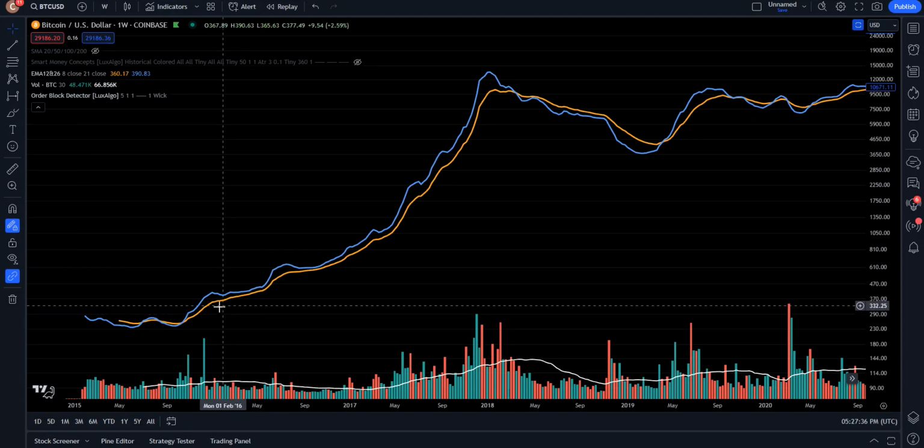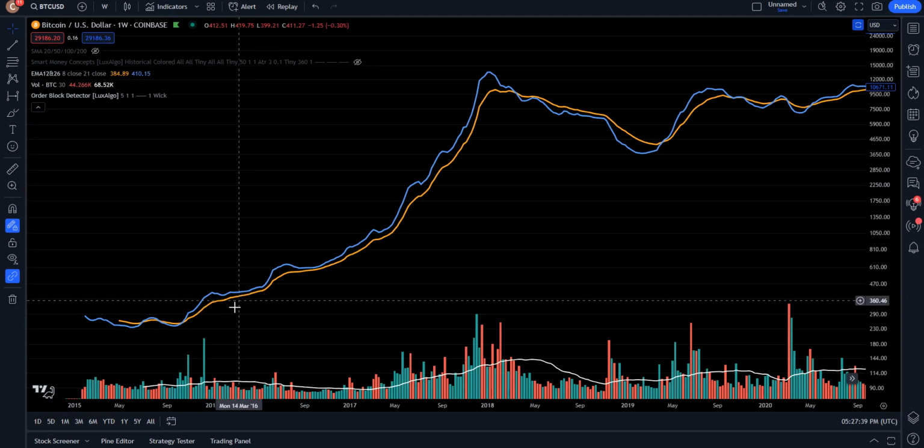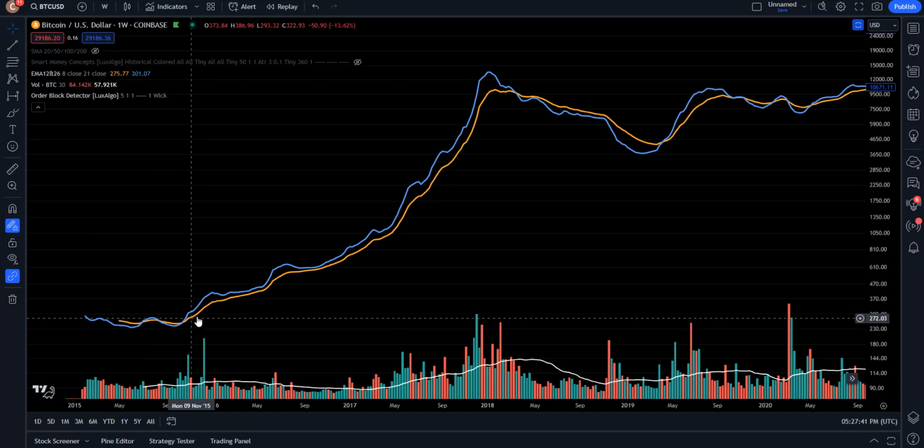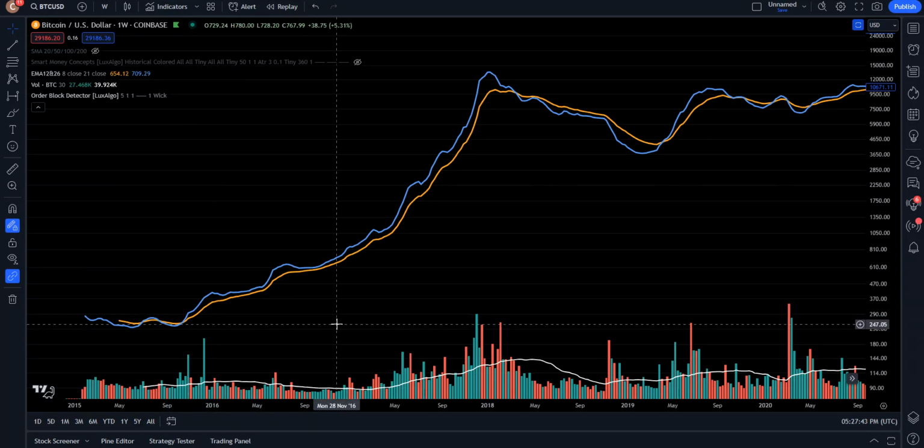So once we start to see this, guys, the 8 trading up above the 21, if you have gotten your entry, once we start to slope to the upside, you leave it alone. And you're going to leave it alone until the 8 crosses back through the 21.